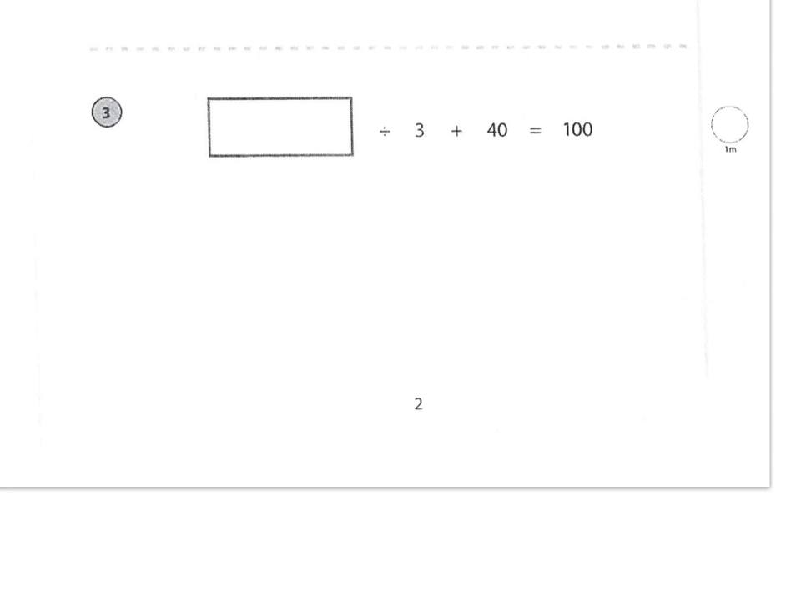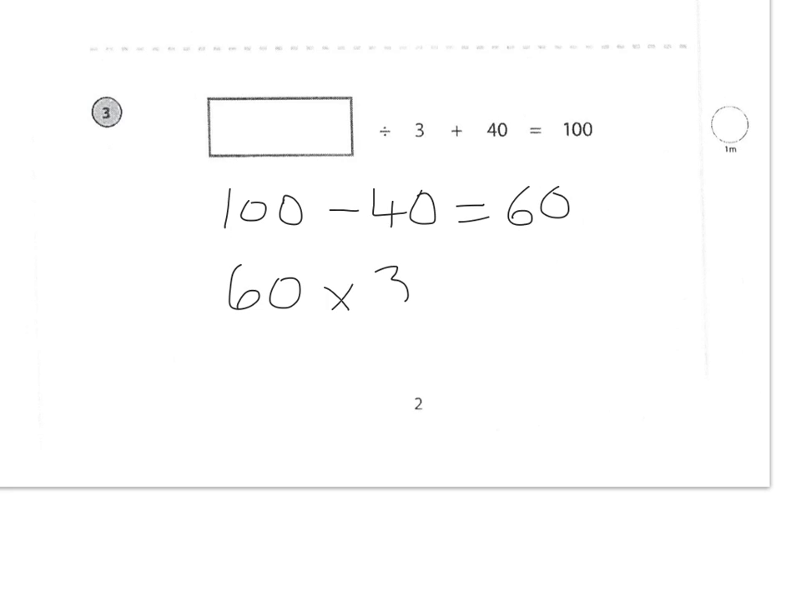Question 3. Blank divided by 3 plus 40 equals 100. So the first thing I'm going to say to myself is, well, okay, if I were to work backwards and use inverse operations, I would start off with doing 100 take away 40, which gives me 60. Now then, if I do the opposite of divide by 3 and I times by 3, I would then get 180, which is my answer.